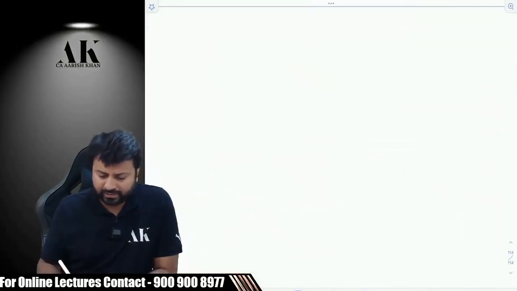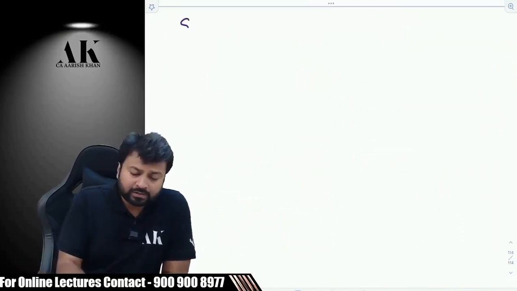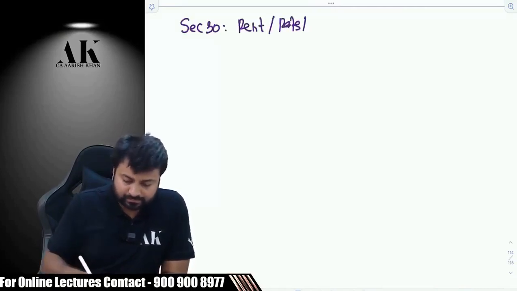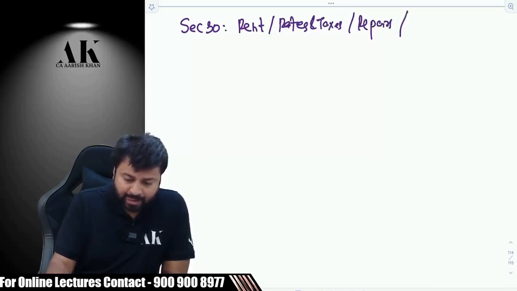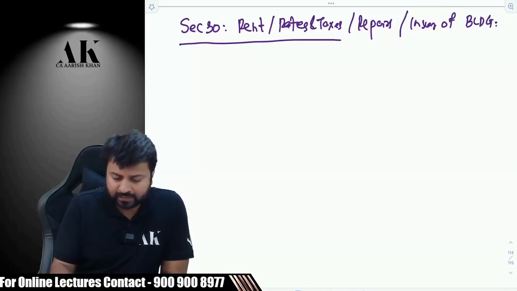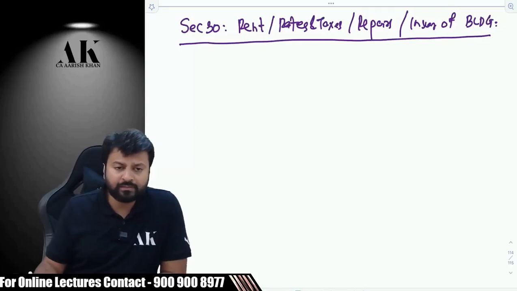So what is section 30? These are all small deductions here, nothing great as such. Section 30 talks about rent, rates and taxes, repairs, insurance of a building. So section 30 talks about four kinds of expenses, as you can see on the board: rent, rates and taxes, repairs, insurance of building.